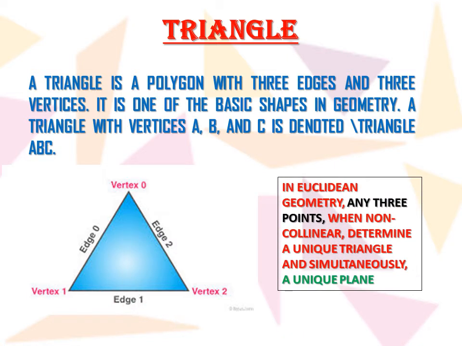As per Euclidean geometry, when any three non-collinear points are joined, we get a unique triangle. That means from these three non-collinear points, we will have one and only one triangle.